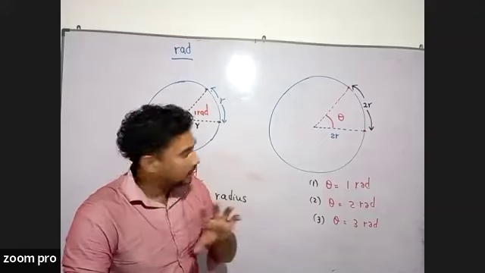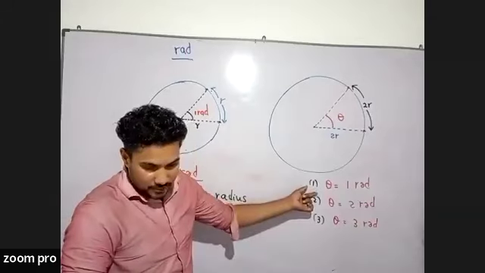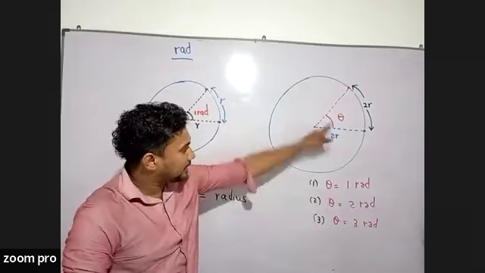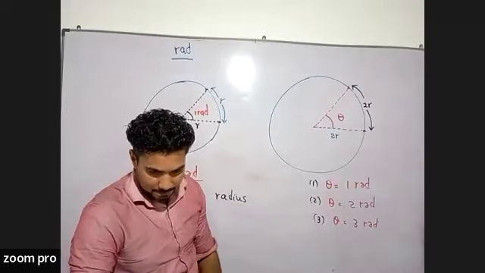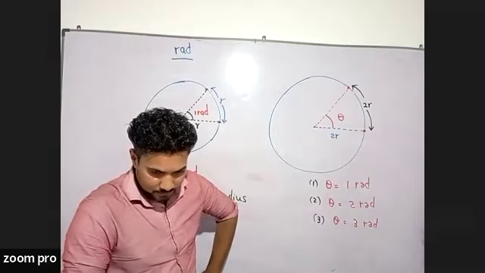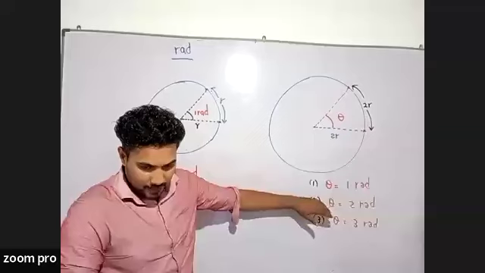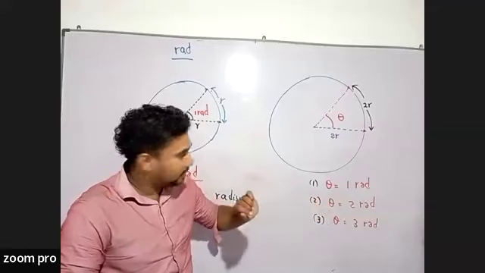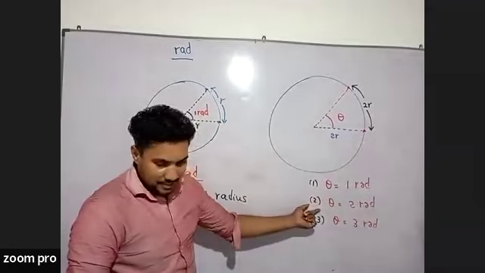Hands up those who answered with the first answer, that means theta is equal to 1 radian. Right. Okay. Hands up those who mention the answer as the second one.